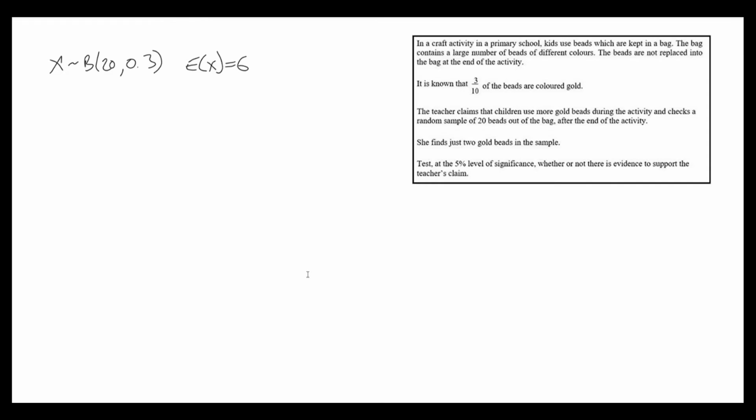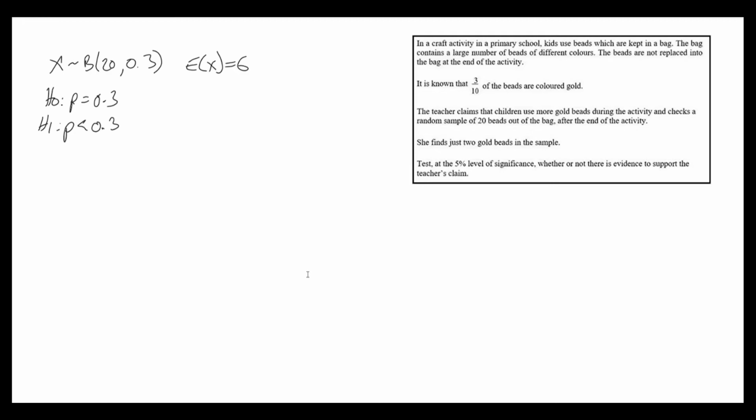The null hypothesis is that p, the proportion of gold beads after the activity, is 0.3. The alternate hypothesis is that p, the proportion of gold beads after the activity, is less than 0.3. So these are our hypotheses.